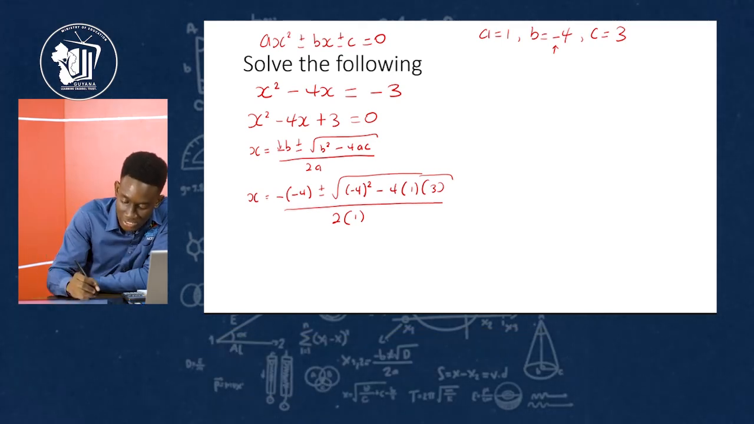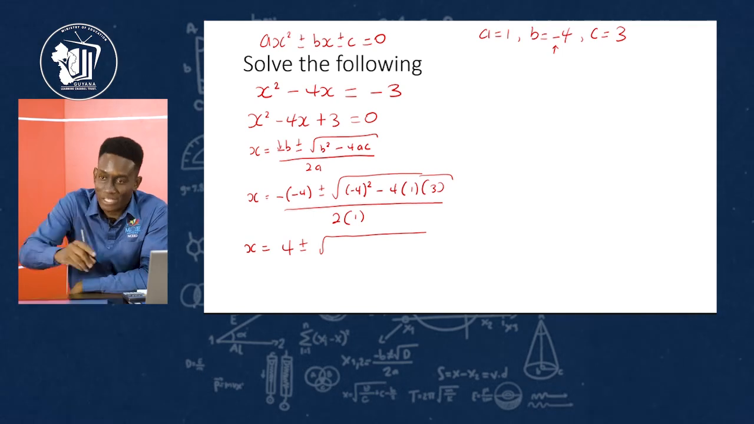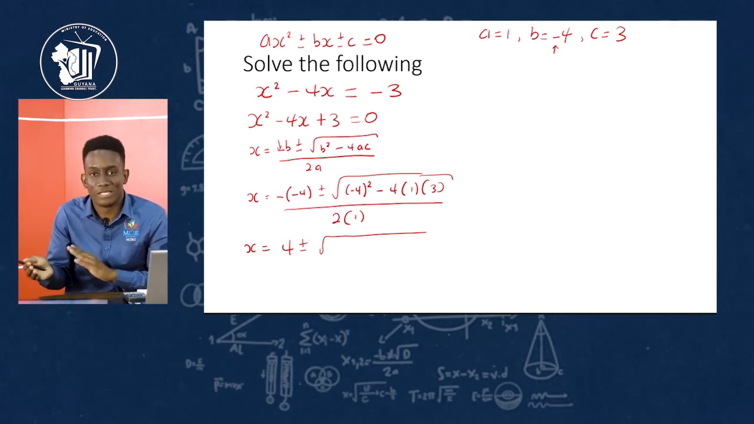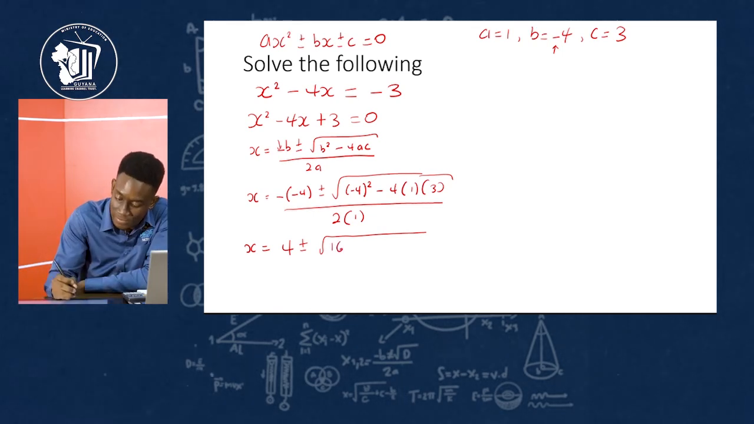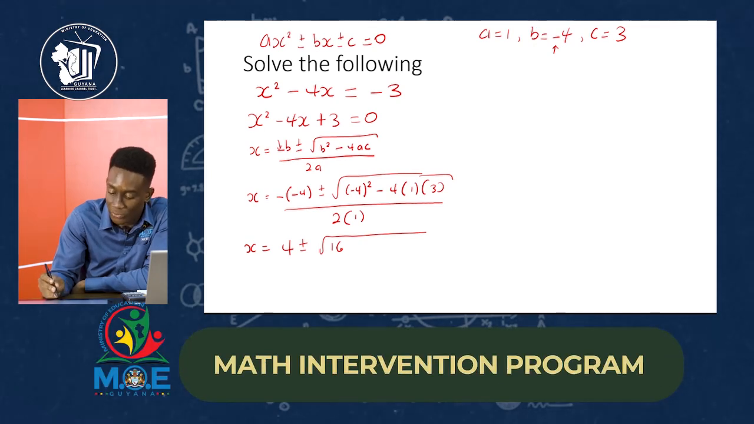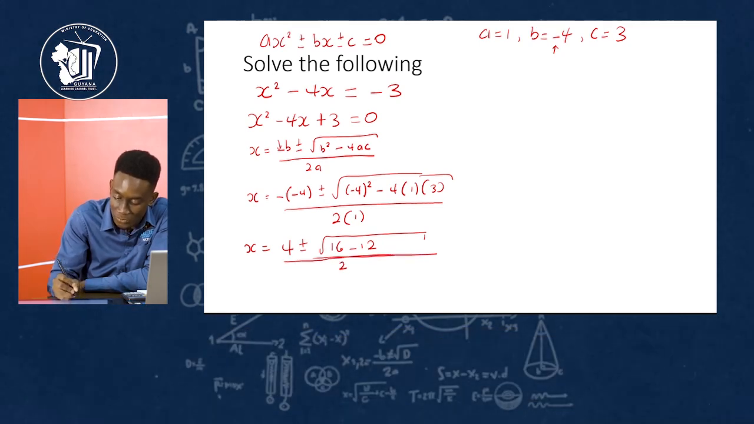So we work out, we simplify. So we see x is equal to negative times the negative 4 will give us a positive 4, plus or minus the square root of, so we see negative 4 squared, that would give you negative 4 times negative 4. Negative times the negative will give you a positive. 4 times 4 would give you 16. And then we have negative 4 times 1 will give you negative 4. Negative 4 times 3 would give you a negative 12 or minus 12. And all of this will be divided by 2 times 1 is 2.